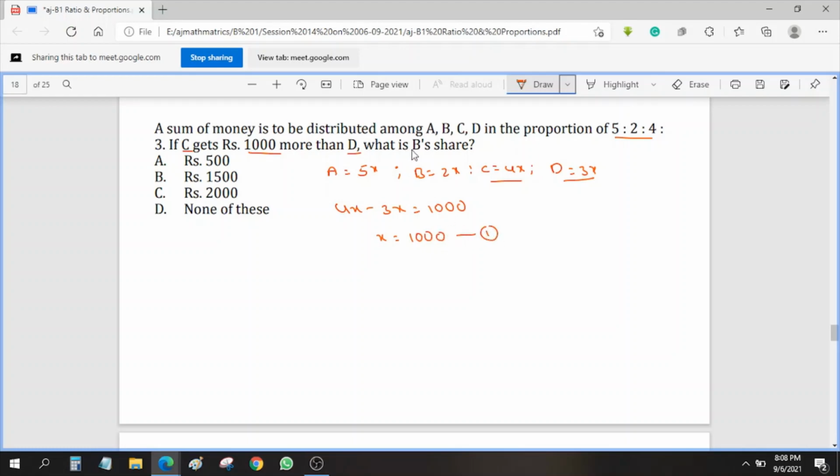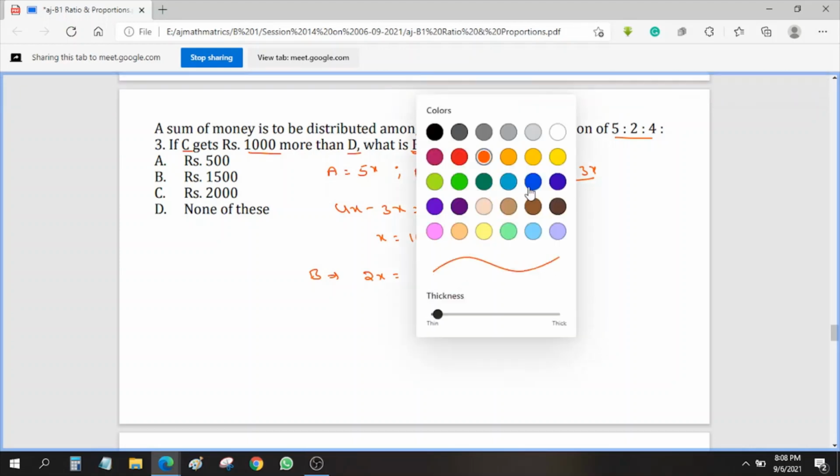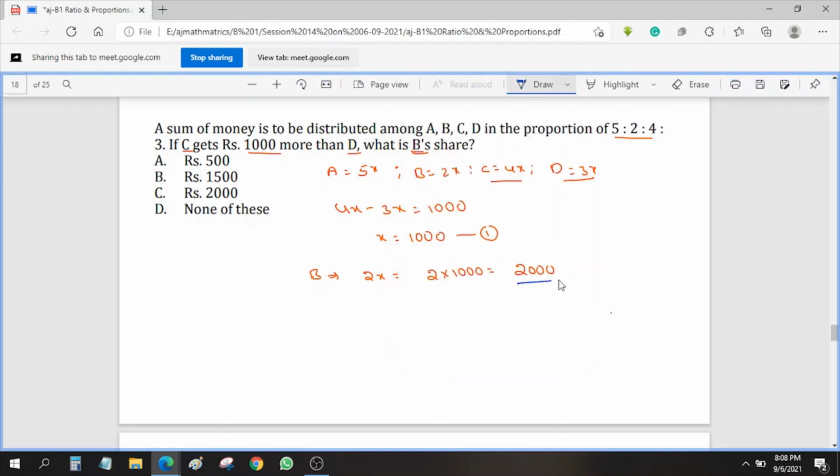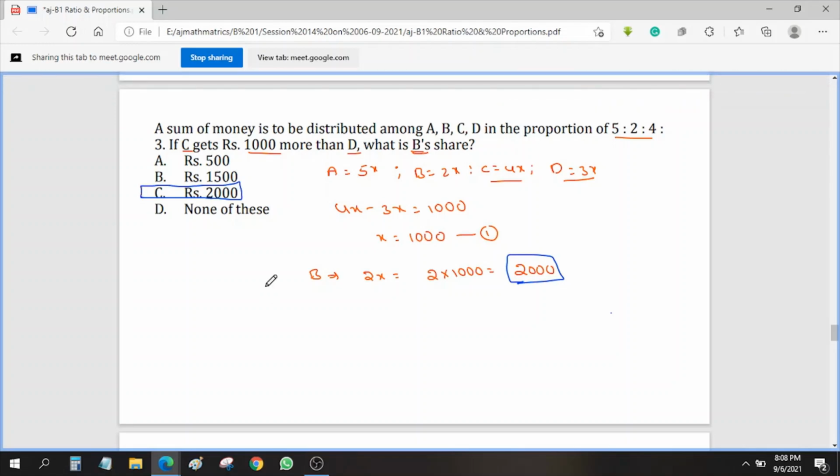Let us find the share of B, and we know that the share of B is 2x. So 2 into 1000 is equal to 2000. So the answer for the question is 2000, and the option for the question is C. Very good, guys. Very good.